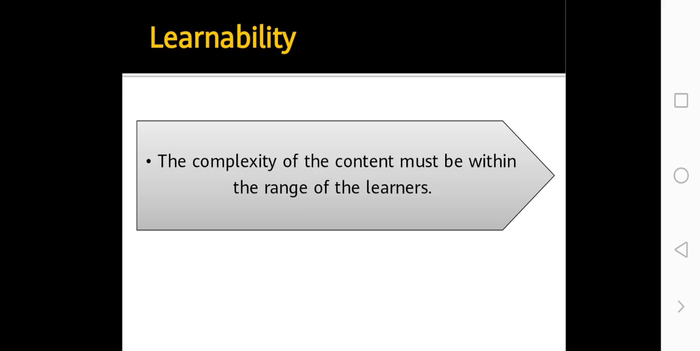The fourth one is learnability. The complexity of the content should be within the range of experiences of the learners. This is based on the psychological principles of learning. Appropriate organization of content standards or sequencing of contents are two basic principles that would influence learnability. Fifth, feasibility.